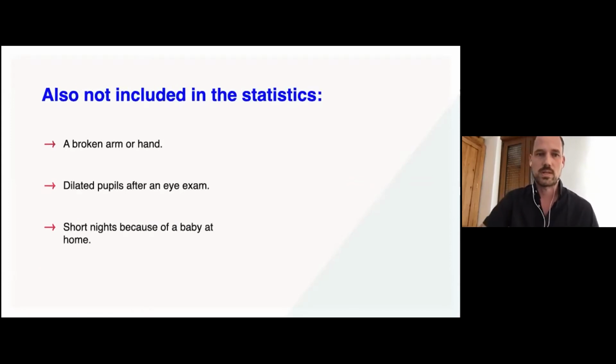Another group that is not included are the so-called temporary disabilities. A broken arm is a temporary motor impairment. Dilated pupils after an eye exam is a temporary vision impairment. A young baby at home and no more than 4 hours of sleep a night, that's a temporary cognitive impairment. Young parents will like that there's this term for that.